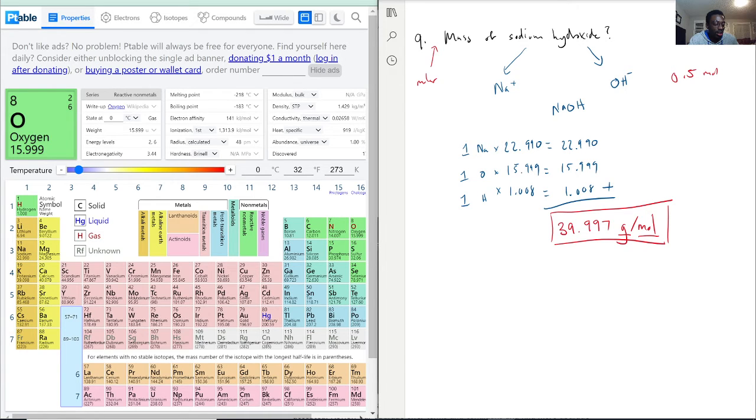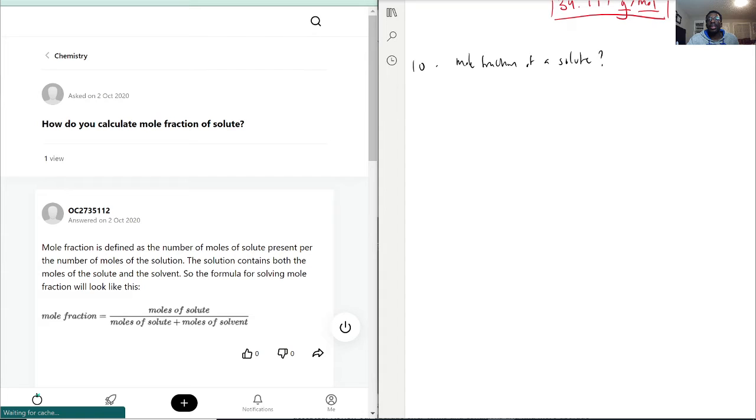So now let's move on to question number 10, which is: how do you calculate the mole fraction of a solute? For this question, the way you actually calculate the mole fraction of a solute is relatively simple, but the important thing is making sure that you've converted the right things. What do I mean by that?